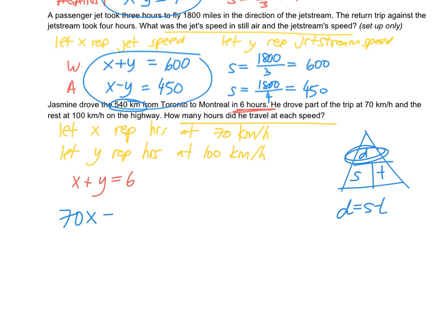For the second interval, they drove 100 kilometers per hour. So 100 times y would be the total distance. And if we add those two distances together, we should get 540. And then from there, you can go ahead and solve. So I want you to pause the video here, solve the system on your own, and then check with my answers after.